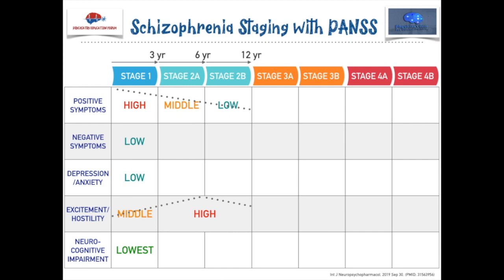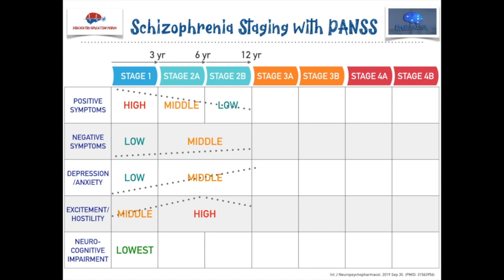Now let's discuss other symptom domains in stage 2. So in stage 1, we saw how negative symptoms and depression, anxiety were low. In stage 2, they actually start to increase also. And they say that by the time stage 2A ends, the negative symptoms, depression and anxiety have overrun positive symptoms. So when you see in that middle, they are more than positive symptoms, both negative symptoms and depression or anxiety.